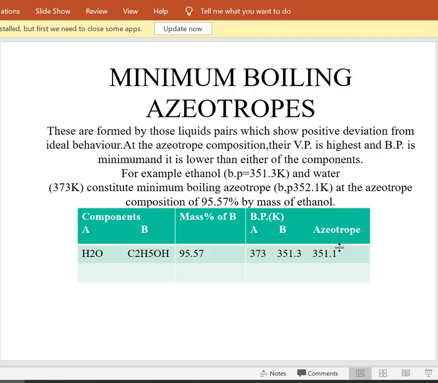Such azeotropes are minimum boiling azeotropes, and they are present in liquid pairs which always show positive deviation from ideal behavior. Example, water and C2H5OH. They show minimum boiling azeotropes.